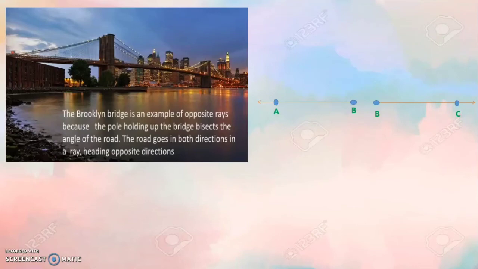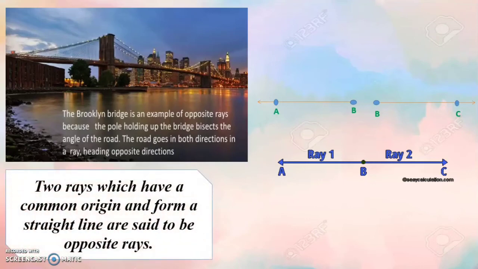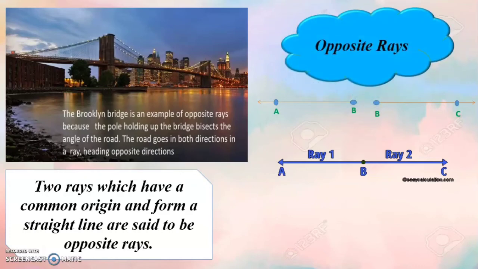Can we join these two rays and make a straight line? Yes, because we have B as the common point. So, when we join two rays which have a common origin or a common point and which form a straight line, then we call them opposite rays.